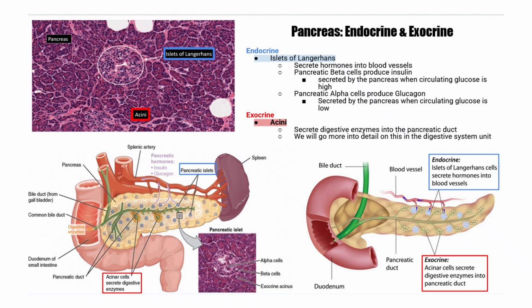Okay, now the pancreas has both endocrine and exocrine properties. So the endocrine property is the islets of Langerhans. These are the ones that are going to secrete hormones into the blood vessels.